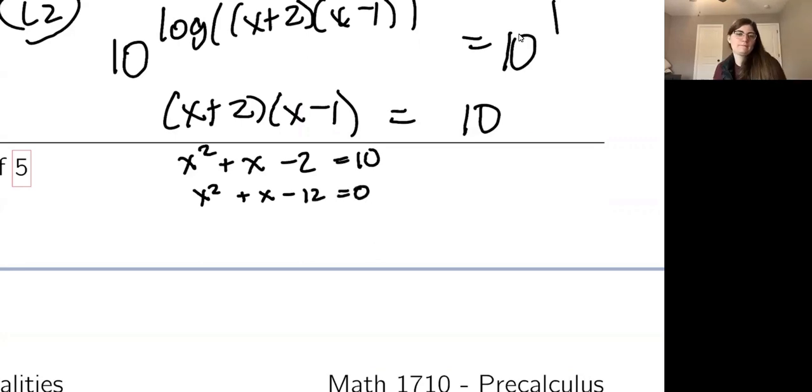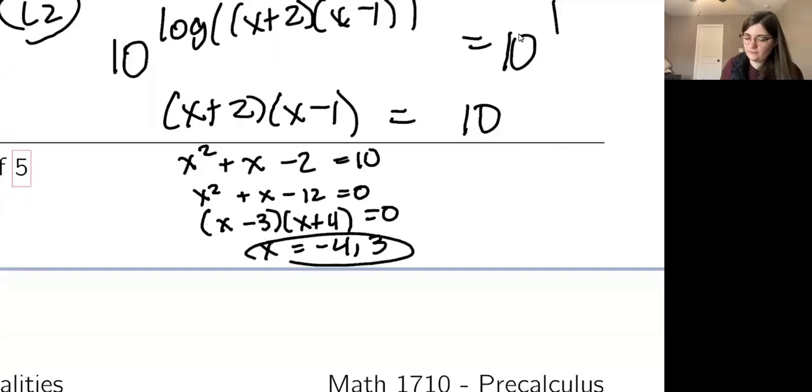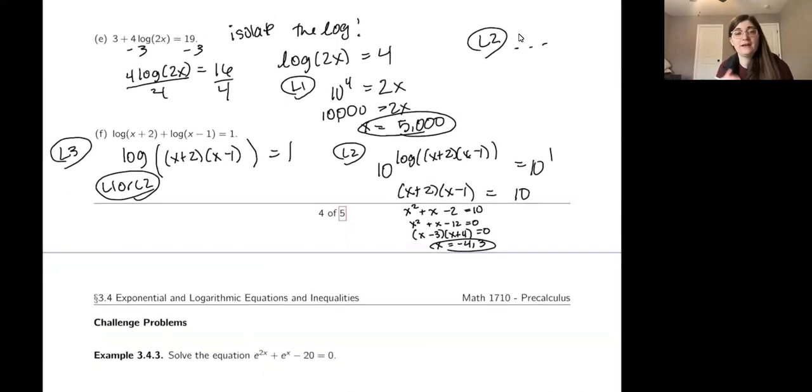Okay. My favorite method for solving quadratics is just to see if it will factor. So let's see, can I think of anything that multiplies to get negative 12 and adds to 1? Sure can. What about x minus 3 and x plus 4? And that gives me the solutions of x equals negative 4 and x equals 3. Again, you could have done this with L1. I did it with L2, this last piece, but we did need to start with L3. We needed to start with using our law of logs there.